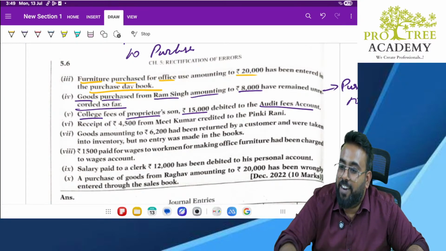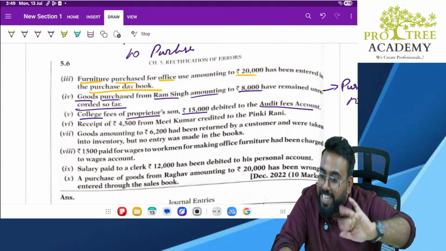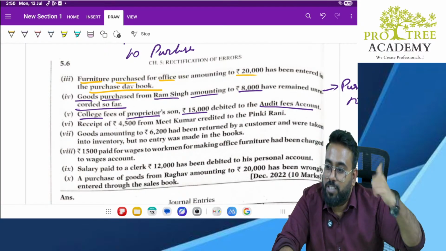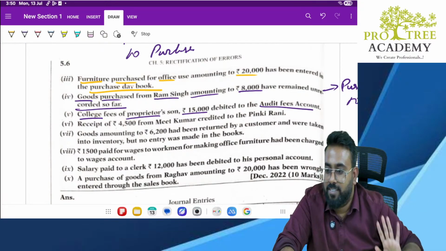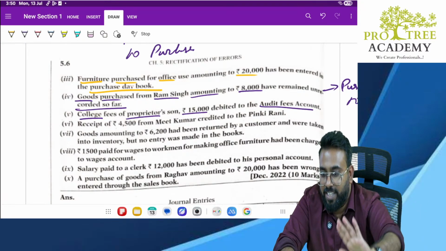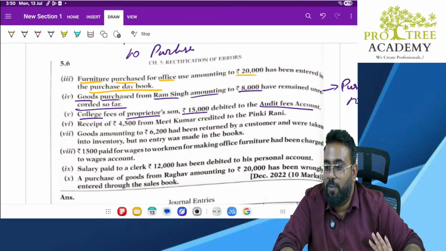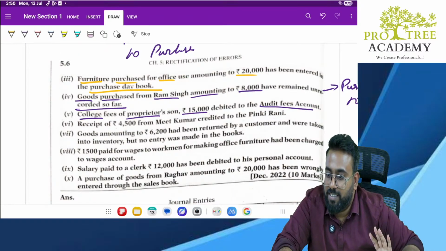What is the entry they have recorded? Audit fee account debit to bank account. What is the entry they should have recorded? Drawings account debit to bank account. What should go out? Audit fee go out, drawings come in. What is the first entry they have recorded? Audit fee account debit to bank account. What should be the correct entry? Drawings account debit to bank account.